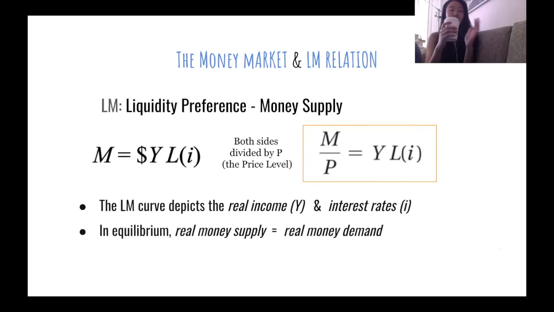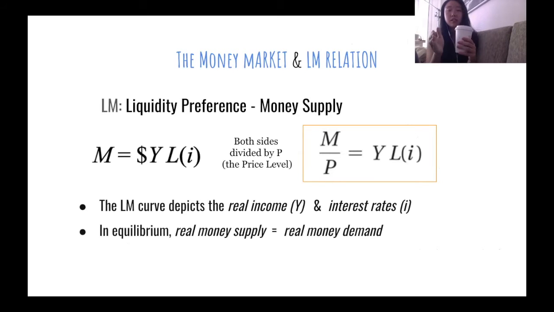Now let's move on to the money market and LM relation. LM stands for liquidity preference, money supply. In the previous chapter, we talked about the demand for money. As you can see on the left, the formula shows the relation between money, nominal income, and the interest rate. And now if we divide both sides of the equation by the price level, which is P, we'll get what we see on the right, namely the LM relation.